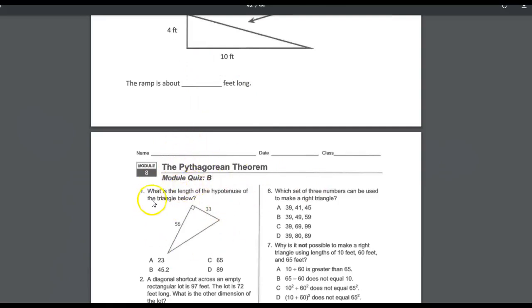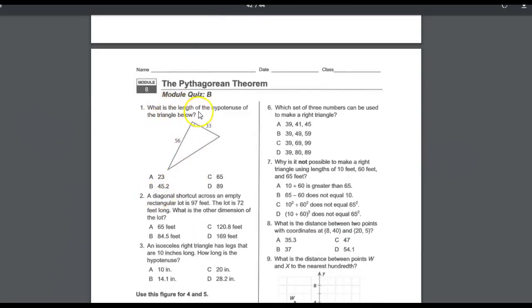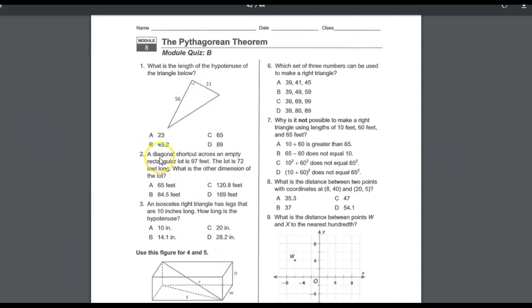Now we're going to do the review here as well. What's the length of the hypotenuse of the triangle below? So you have the legs. You need to find the hypotenuse.